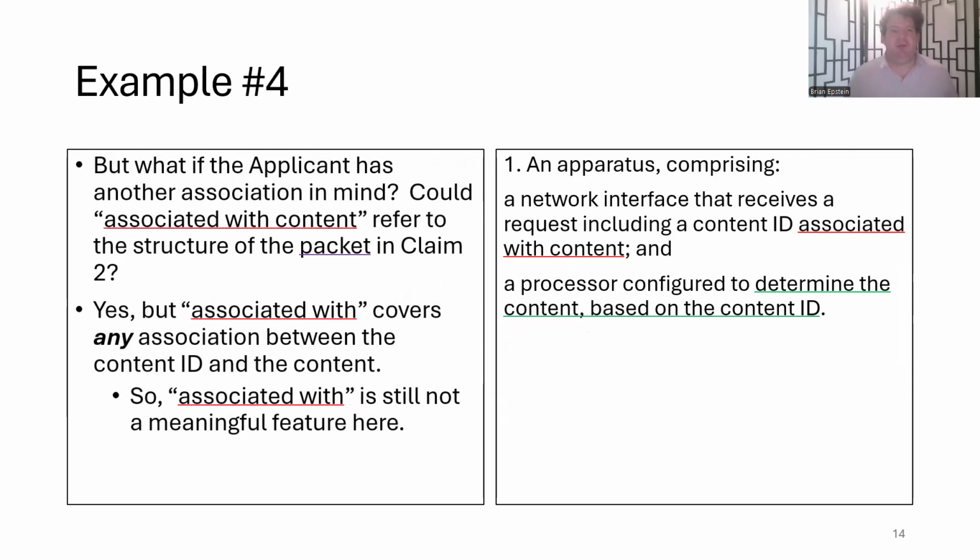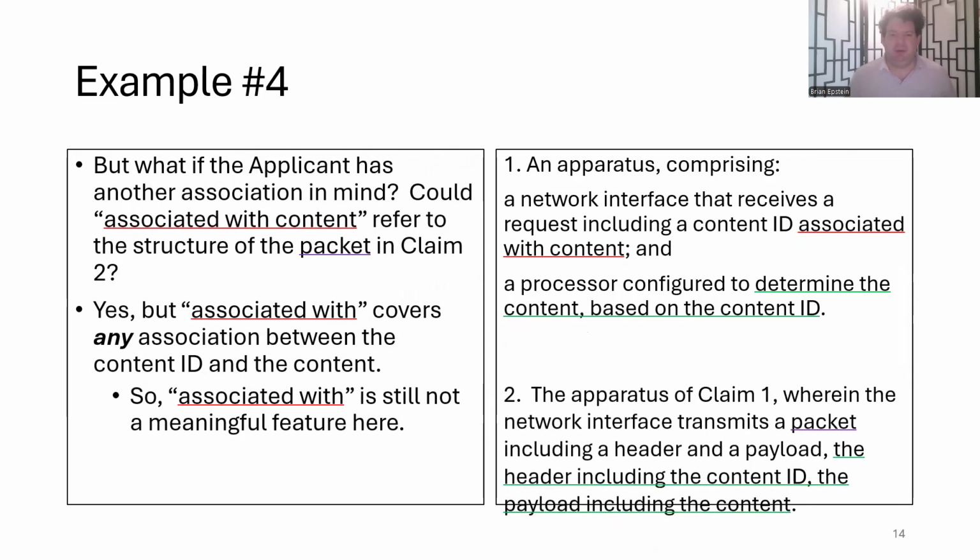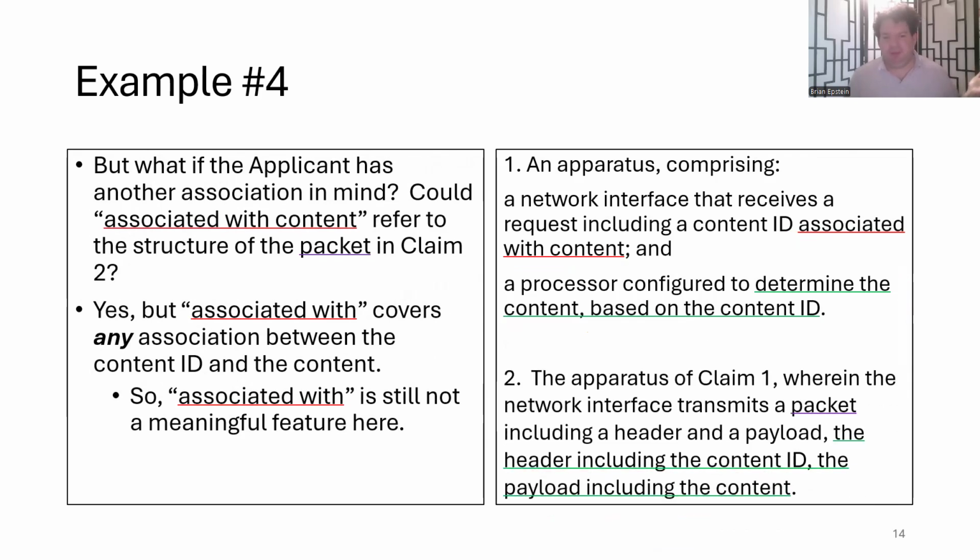All right, fine. But what if the applicant has another association in mind? Well, how is that going to be possible? Well, maybe we have a claim two. And here the network interface transmits a packet, including a header and a payload. And the header includes the content ID and the payload includes the content, right? So maybe this is the association, that they are the data that are in the packet that gets transmitted.